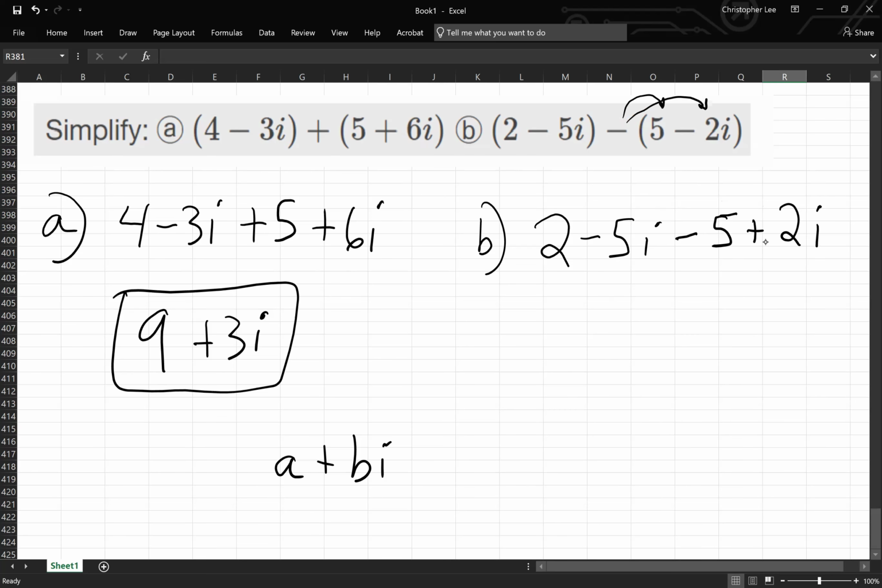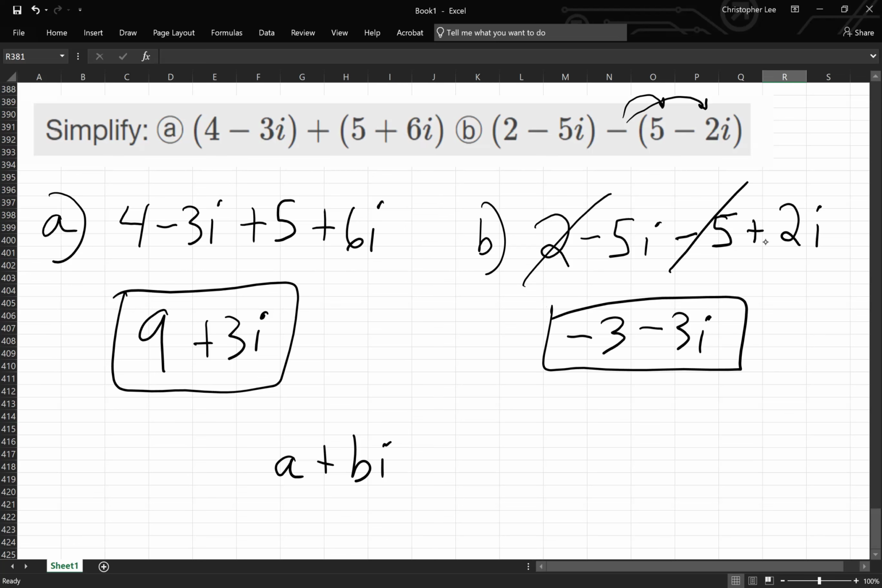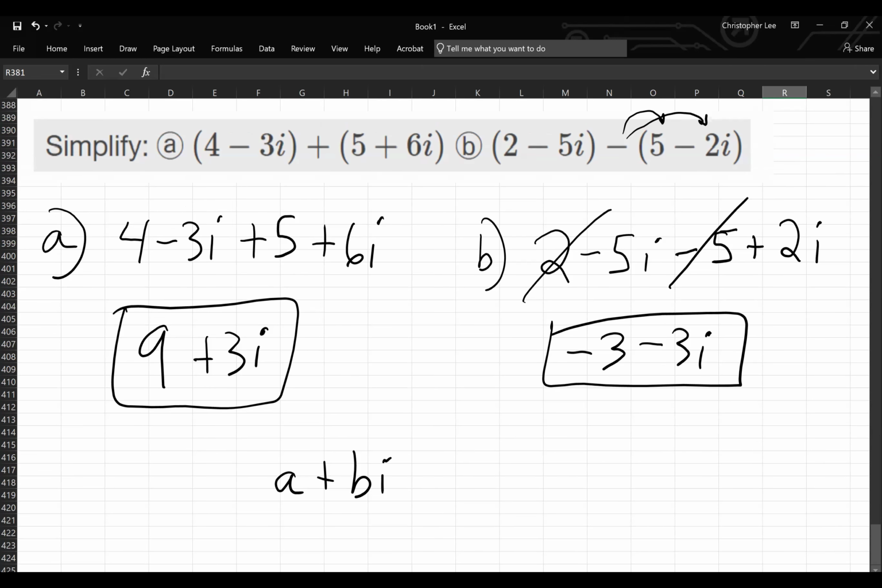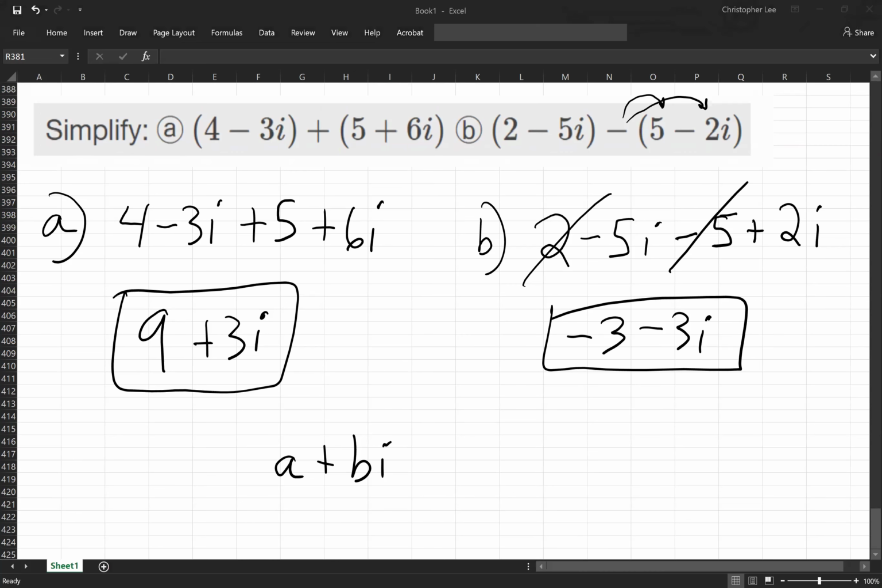What's 2 minus 5? Anybody? Negative 3. Perfect, right? And then what's negative 5i plus 2i? Negative 3i. And that's it. This is my final answer. That's all we've got to do. Is there any questions on this, anybody? Good. All right. So we kind of just combine like terms. That's all we're doing. I can move on, right? Nobody wants to see another one? You good? All right.